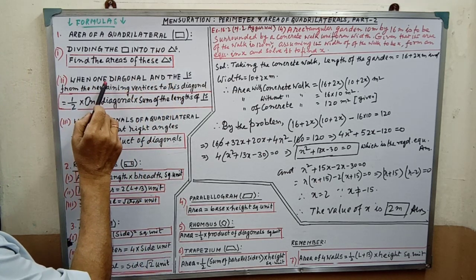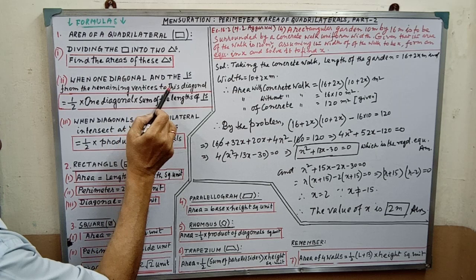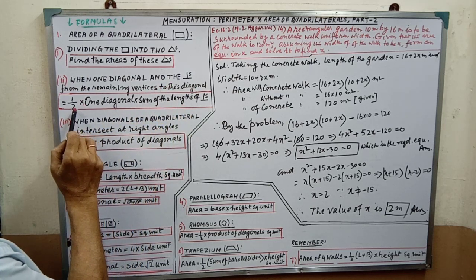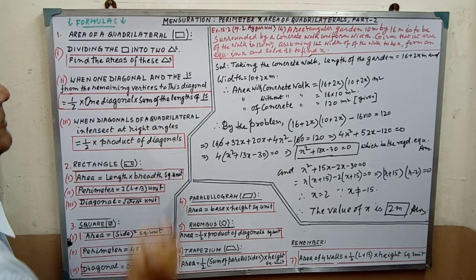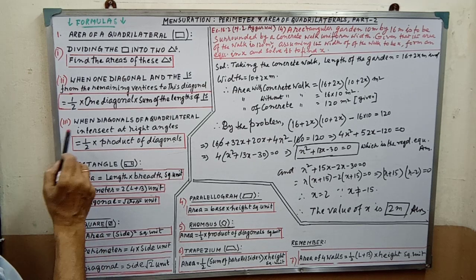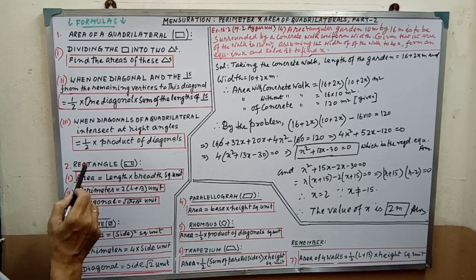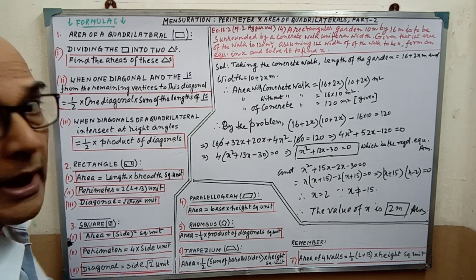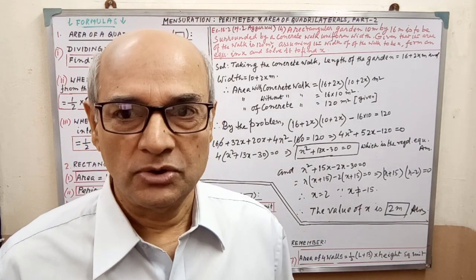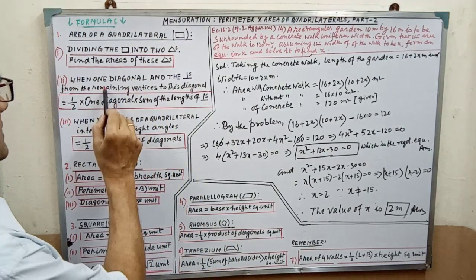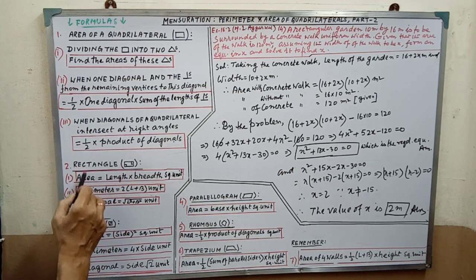And second, when one diagonal and the perpendiculars from the remaining vertices to this diagonal are given, then the area is half into the diagonal into the sum of the lengths of the perpendiculars. And third, when the diagonals of the quadrilateral intersect at right angles, then the area of the quadrilateral is half into the product of the diagonals. That means the area of a quadrilateral we may get by these 3 formulas. You must remember. Then for the area of a rectangle, there are also 3.